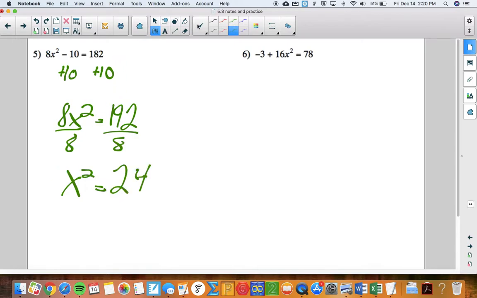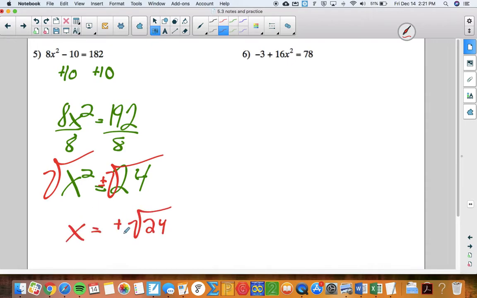So now you get x equals the square root of 24. But that's really the plus or minus. So x equals whatever the square root of 24 is, positive and negative. But then we need to break that down.